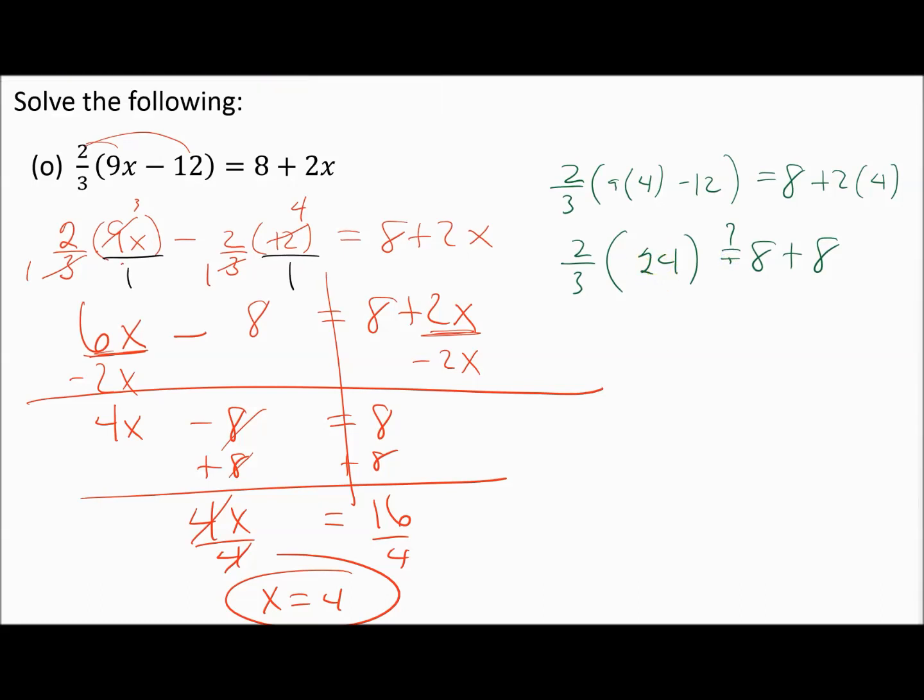Now that 24, since I'm multiplying a fraction times another fraction, I'm going to put him over 1. And 3 goes into 24 8 times. 3 goes into 3 once. 2 times 8 is 16 over 1 times 1, which is 1. Does that equal 8 plus 8? Well, it sure does, so we know we did it right.